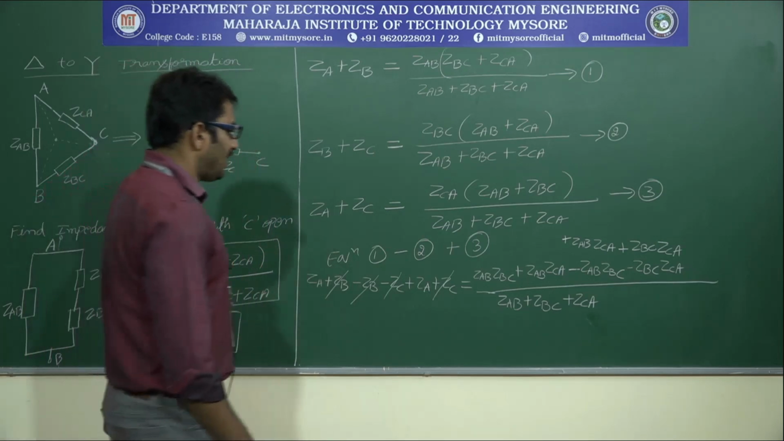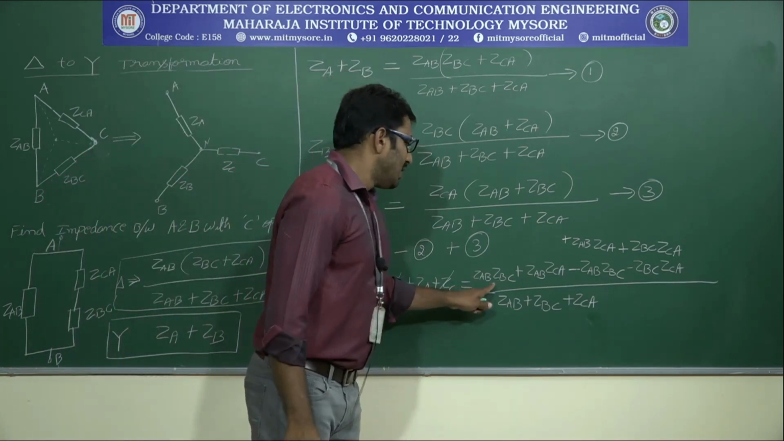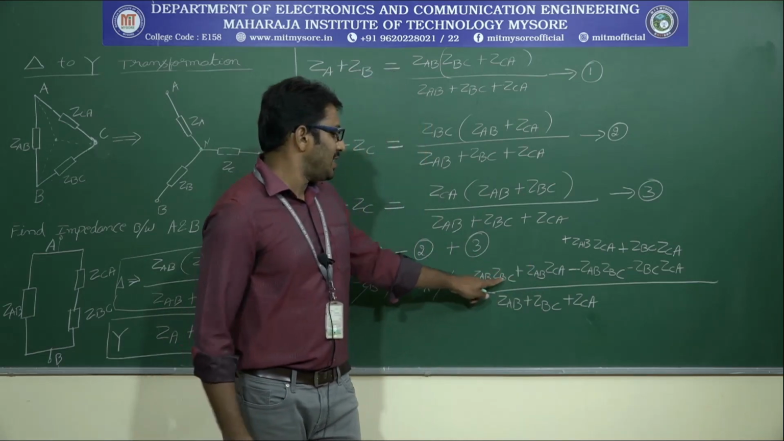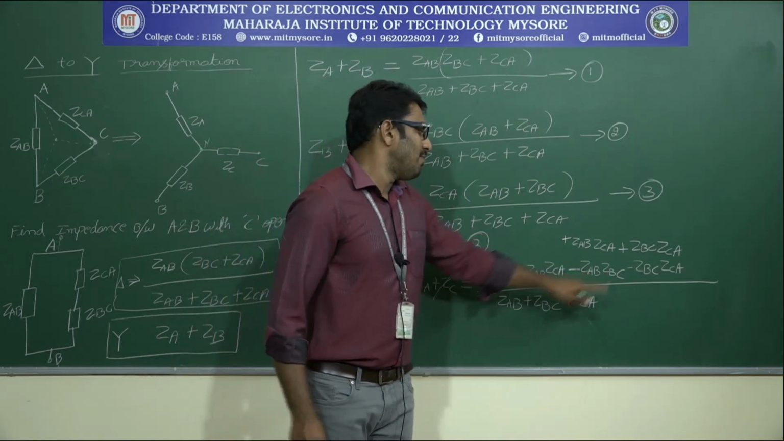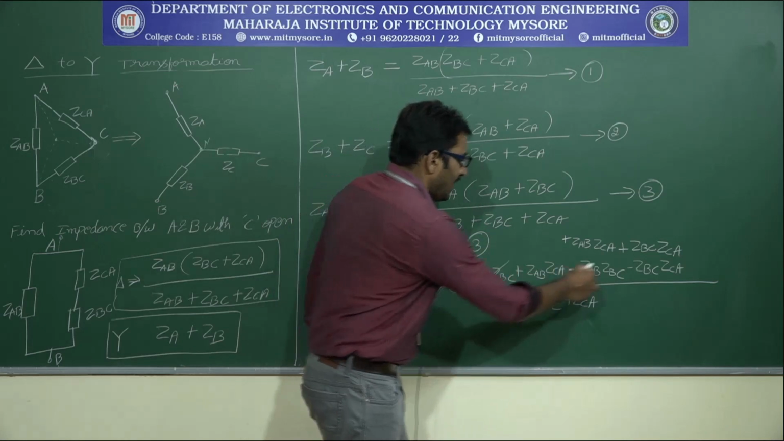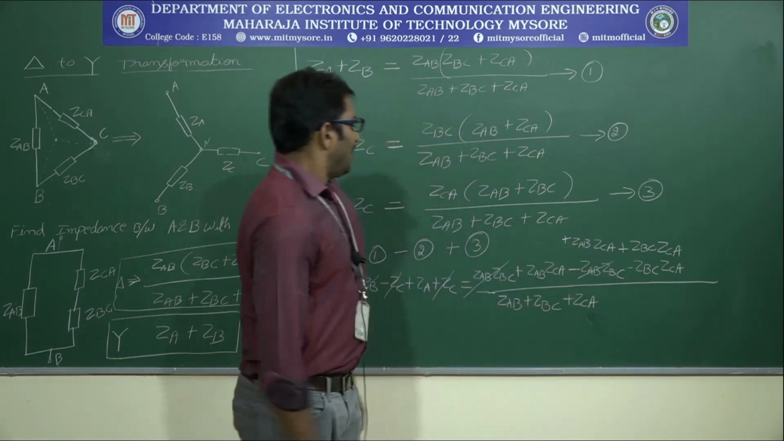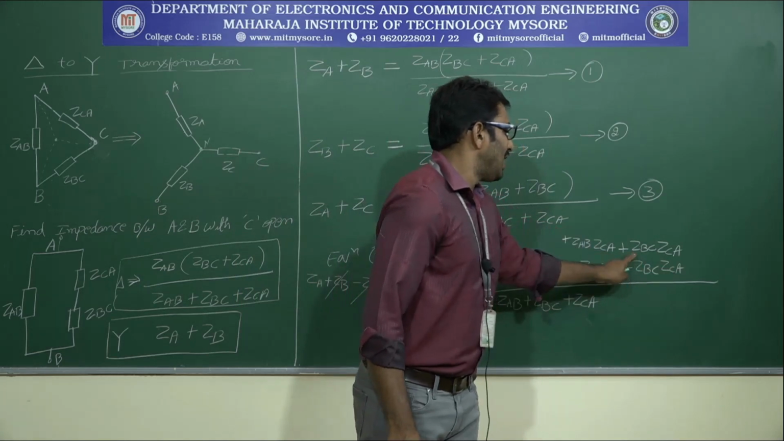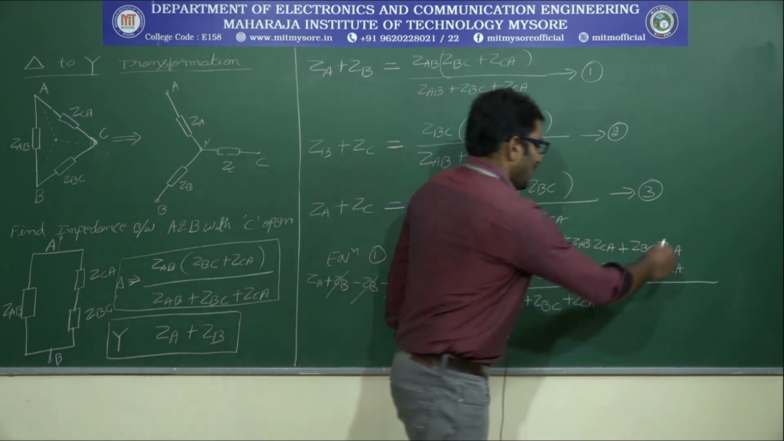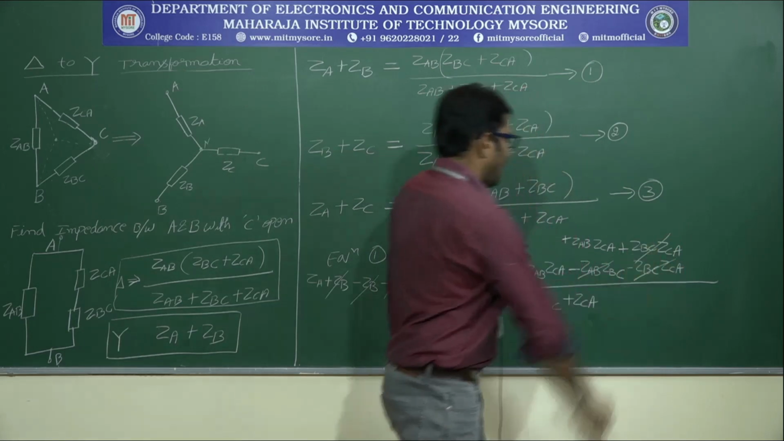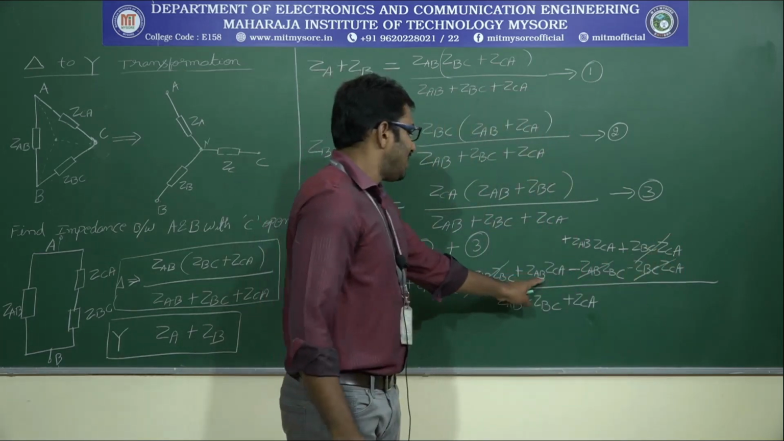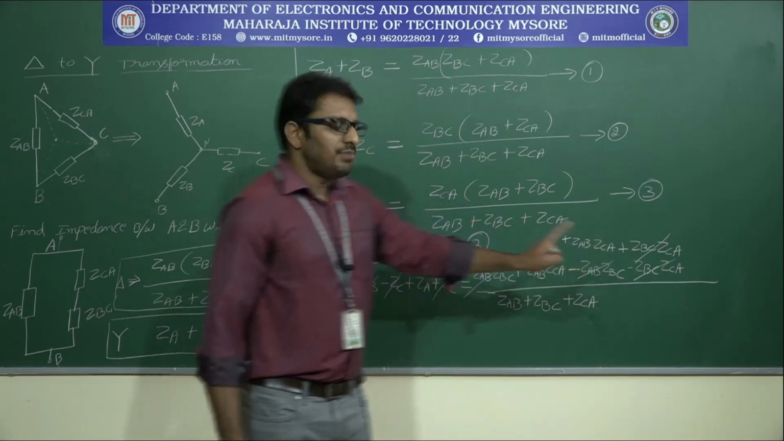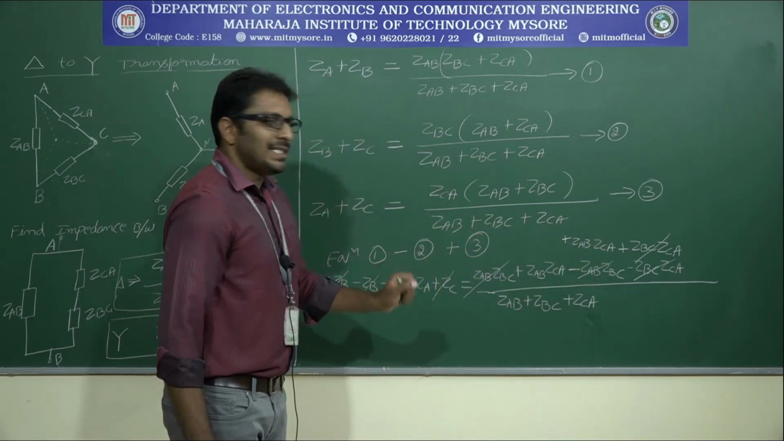Okay, now try to simplify the numerator part. ZAB ZBC plus ZAB ZBC minus ZAB ZBC, these two will get cancelled. Next, ZBC ZCA plus ZBC ZCA, these two terms will get cancelled. Remaining ZAB ZCA plus ZAB ZCA becomes 2 ZAB ZCA.